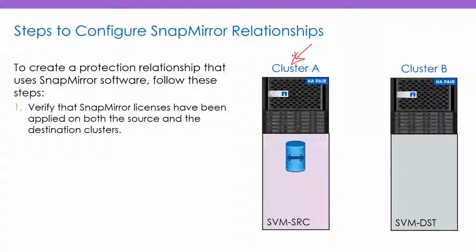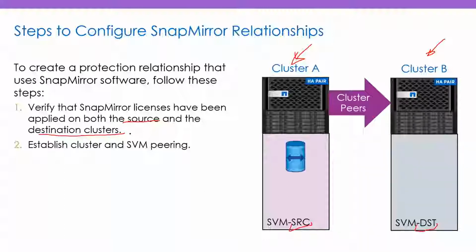Lots of people think snapshots don't need a license. Oh, I thought even mirroring was not required to have a license. No, mirroring does require licenses. So please remember, verify that SnapMirror licenses have been applied on both source and destination clusters. Don't think applying it at one would apply there. No, you have to apply it on both, which requires you to make sure that you have the license, or you get it from NetApp. And notice how they're mentioning source and destination so that you're clear.